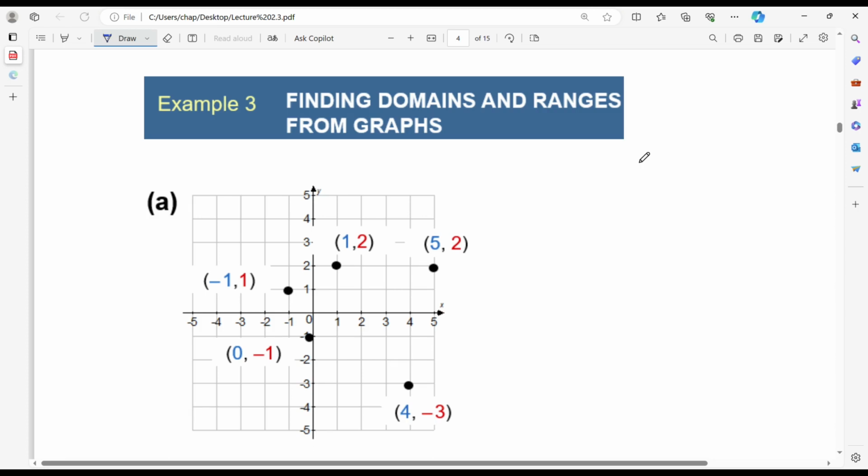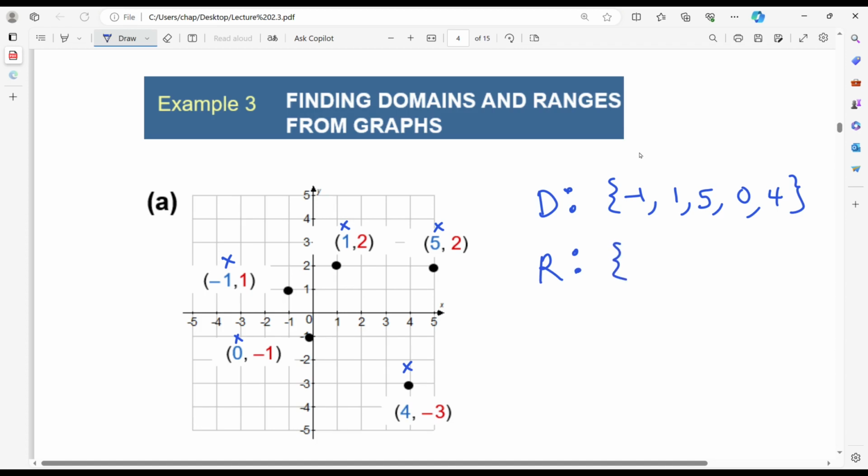Example 3, finding the domain and ranges from graphs. Again, we already know that the domain is the set of all inputs, so we'll look at all the x values in our points. We have -1, 1, 5, 0, and 4. So these are all the x coordinates that we can possibly have, and that's our domain. Again, the order doesn't really matter as long as we list all the values.